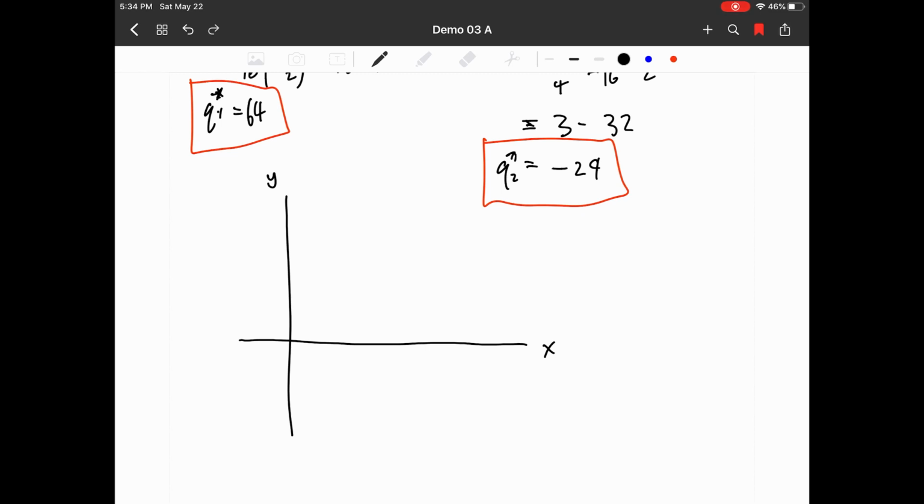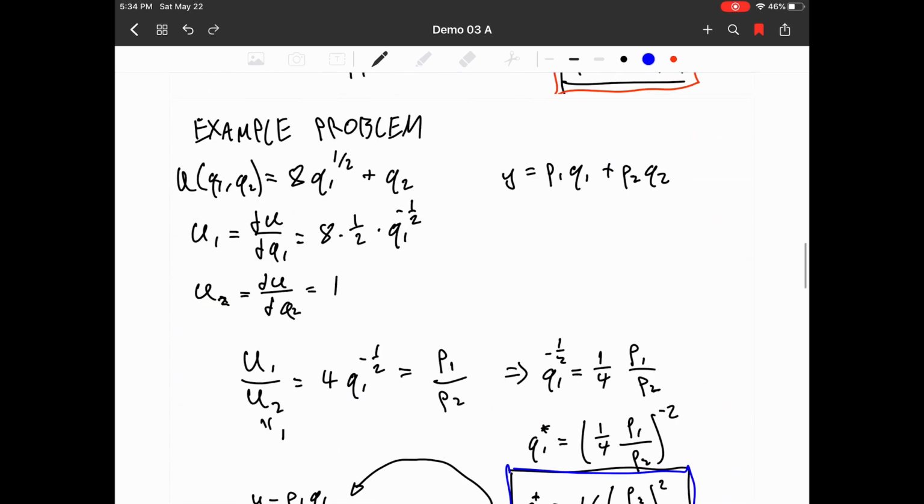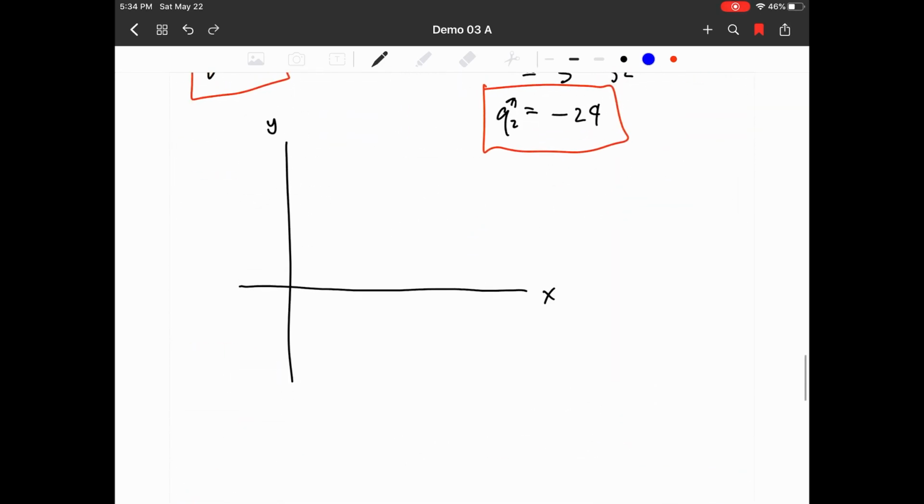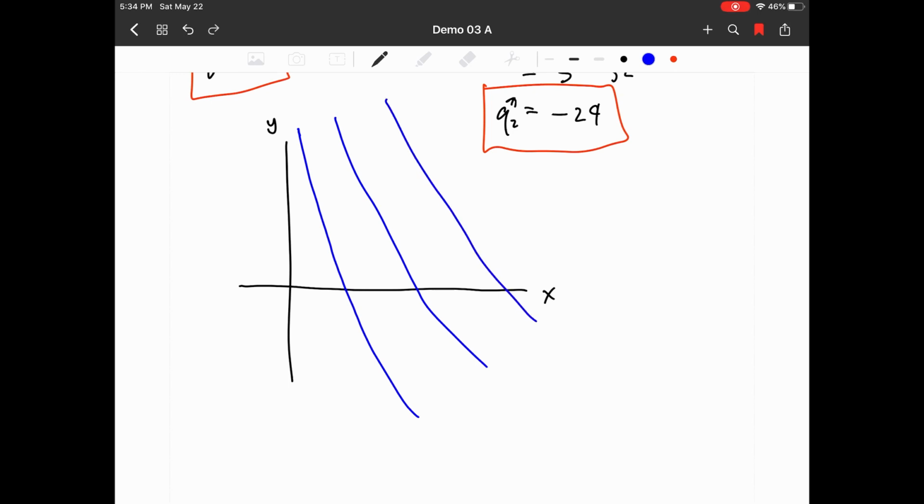But another way of visualizing this is with the contour plot, which is essentially going to create indifference curves for you. And roughly, this isn't going to be perfect, but roughly what this looks like is something like this. And these are for different utility levels. So we call this U bar 1, U bar 2, U bar 3.